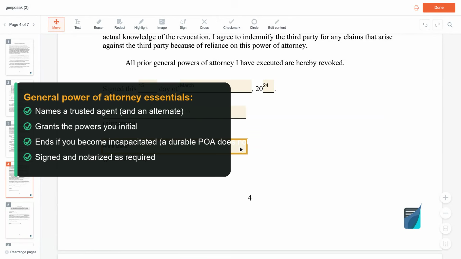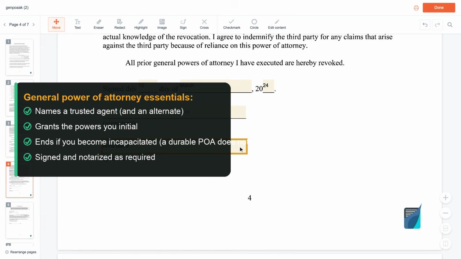First, the principal must sign the power of attorney. Now, if the principal is physically unable to sign, they can direct another individual to sign the principal's name on the power of attorney. But that must happen in the principal's conscious presence.